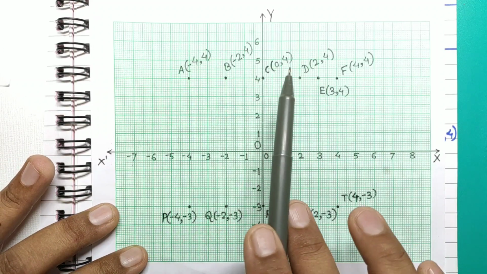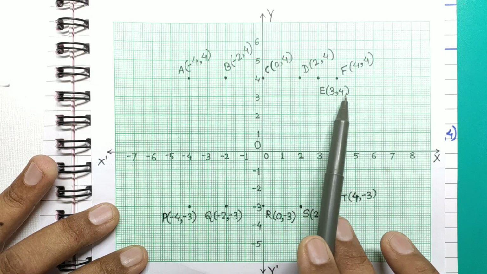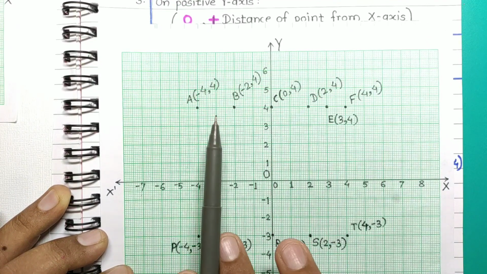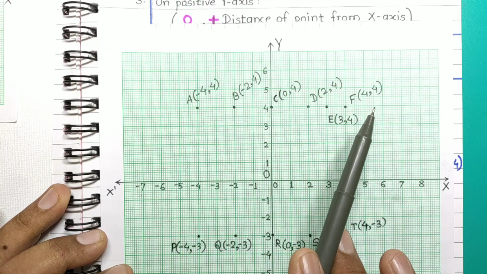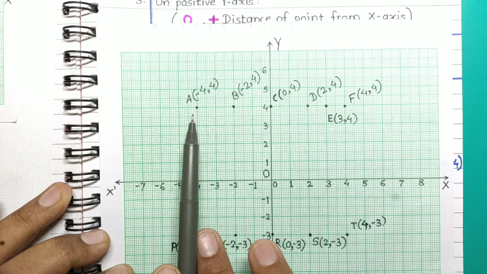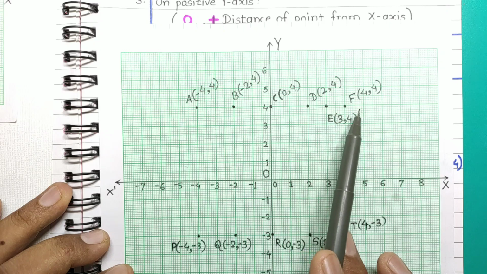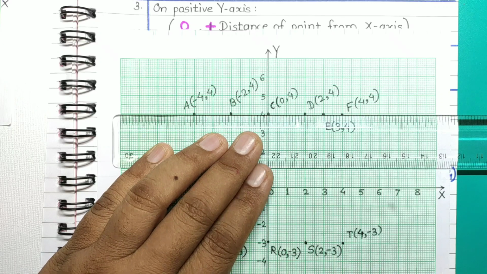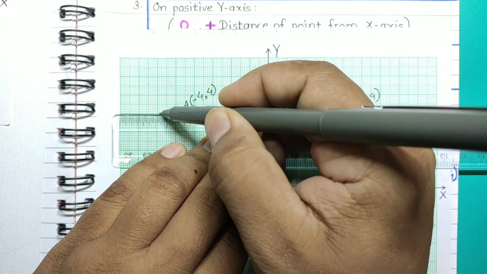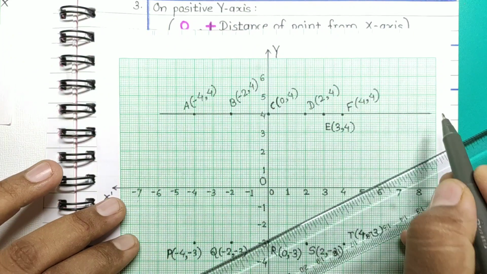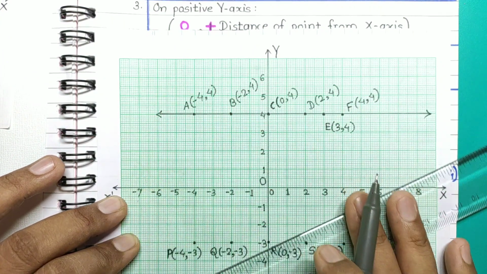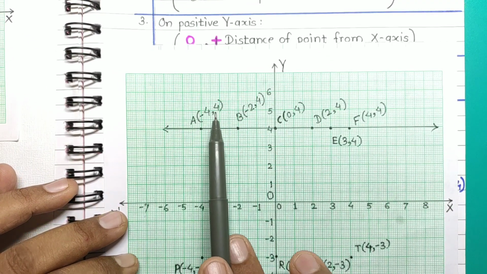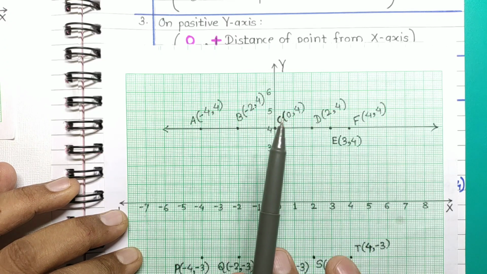Here are points A, B, C, D. This is point E and point F. Here you observe that these points A, B, C, D, E, F are collinear. We can easily observe that these points are collinear. That means we can draw a line passing through all these 6 points. So let's draw one line passing through all these points, and we find here that the y coordinate of all these points is 4.